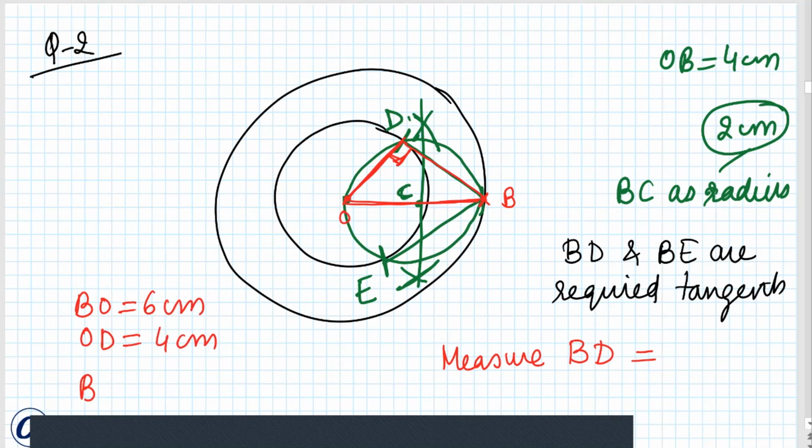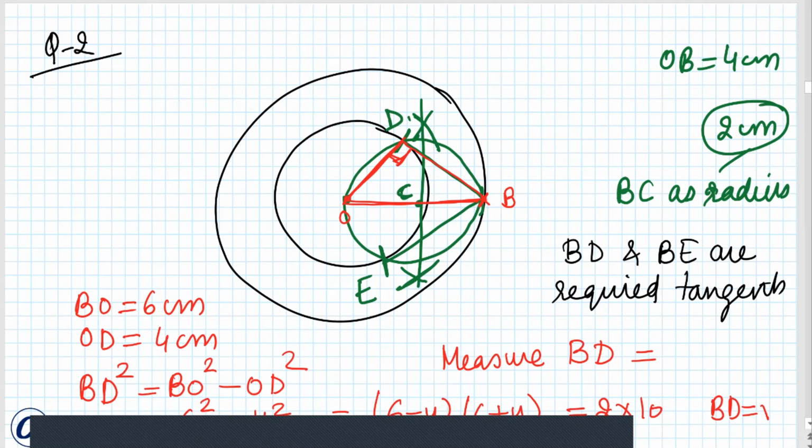So we can obtain BD by Pythagoras theorem. BD square will be equal to BO square minus OD square. BO square is 6 square minus 4 square. This will be equal to 6 minus 4, 6 plus 4. That is equal to 2 into 10. So BD will be under root 20.